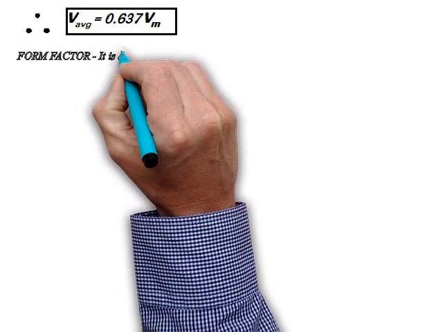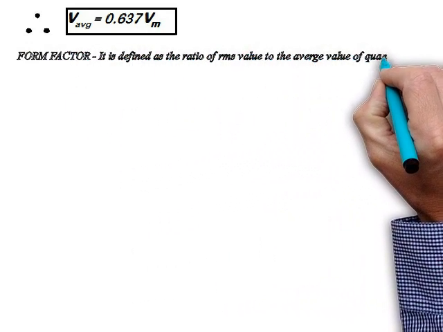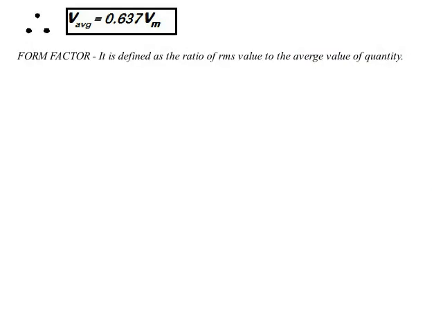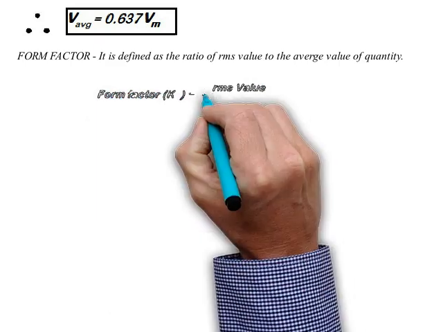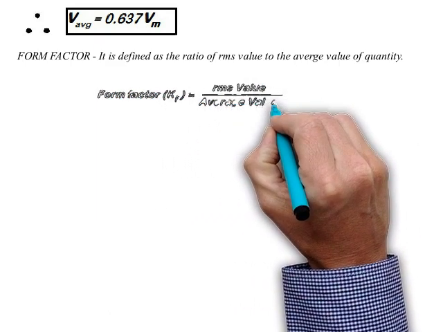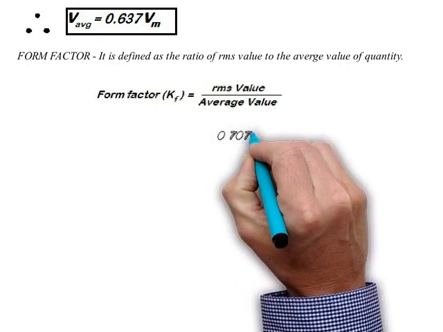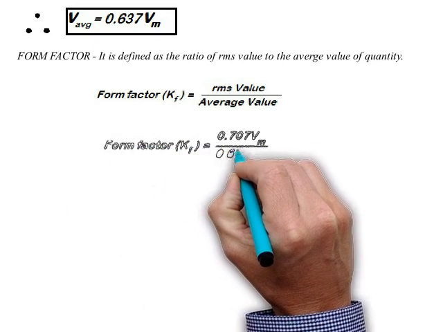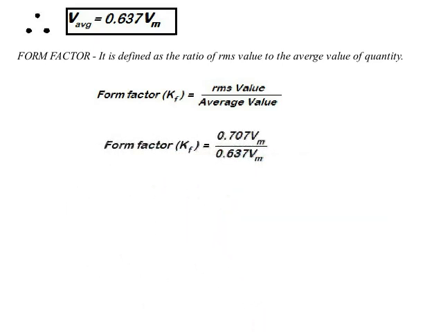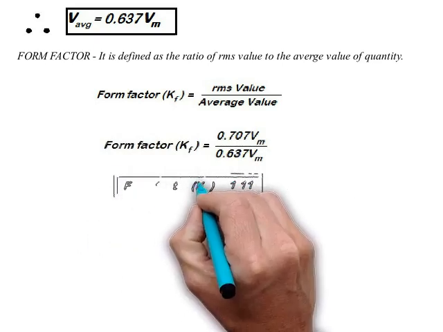Now form factor, it is defined as the ratio of the RMS value to the average value of the quantity. So form factor Kf is equal to RMS value by the average value, which is equal to 0.707 Vm by 0.637 Vm. So its value comes to, form factor Kf is equal to 1.11.